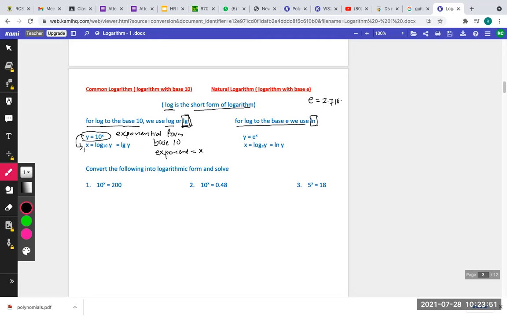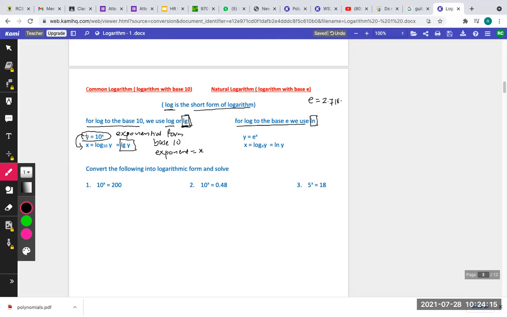How do we read it? X equals log y to the base 10, right? And simply we could write it as LG y, right, guys? Because log to the base 10, we don't write it like that. We simply write it as LG. So if you write LG, should I still write the base? No, it is understood that the base is 10. So I hope you get an idea.